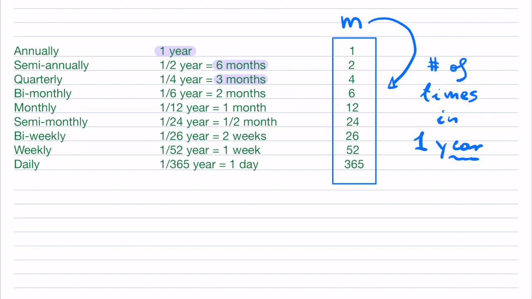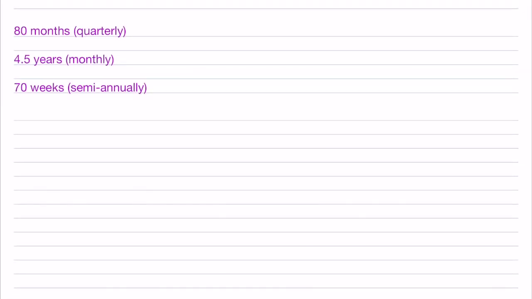Now, this particular chart allows us to find out, well, if I know how often I am compounding in a year, then what happens if someone gives me an arbitrary amount of time? So for instance, if they tell us that you have invested or borrowed for 80 months, what we're interested in is, okay, well, if I am using quarterly as my gauge, now you may remember from the chart above, quarterly means it is 4 times in a year.